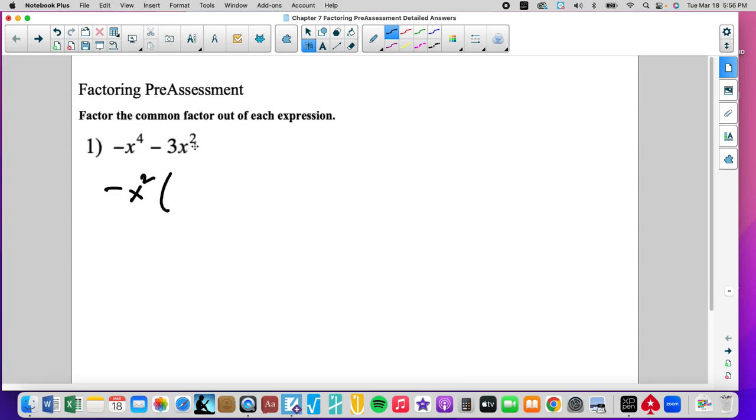So we can take out a maximum, and it's what of both of these can we put in the bucket that they have in common. So if we take out a negative x squared from negative x to the fourth, we're left with x squared. If we take a negative x squared from negative 3x squared, we are left with positive 3. And how do we check to see if this is the correct answer? Well, if we multiply it back out, do we get the starting terms? Negative x squared times x squared gives us negative x to the fourth. Negative x squared times 3 gives us negative 3x squared. So this is the answer.